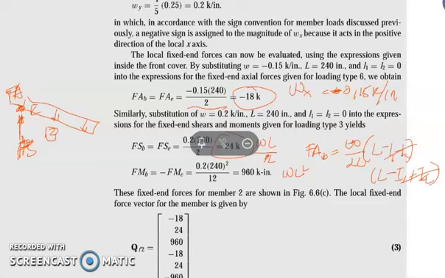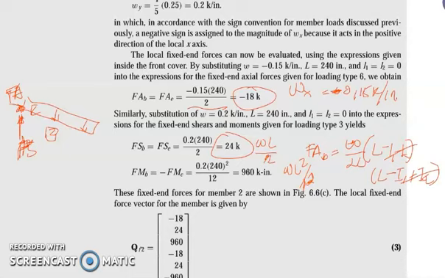And for our moment force, we simply have to make use of the equation WL squared all over 12. This is for a uniform loading, which means that at the beginning of the member, it is WL squared all over 12, and at the end of the member, it is negative WL squared all over 12.